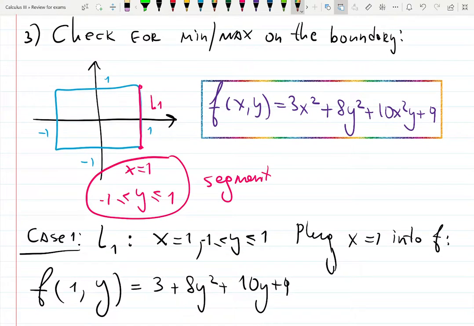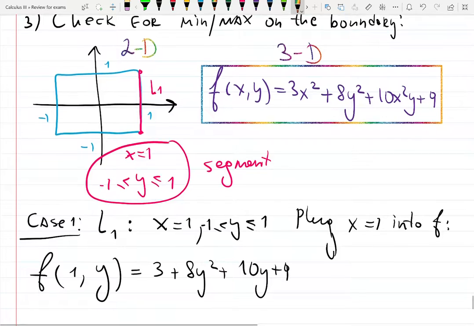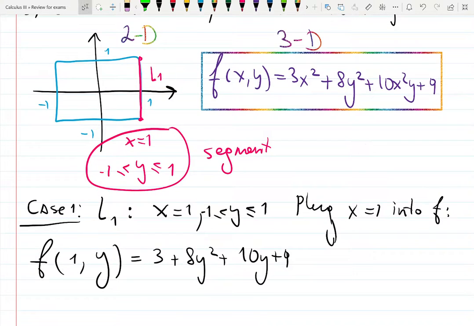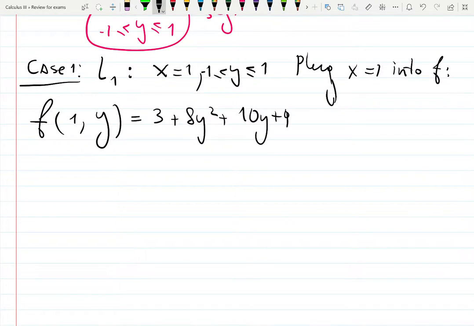So this is my 3D function. This is my 2D restricted domain. That's the interesting idea. So we need to plug this into this. How interesting, right? Because we're restricting the 3D picture. So here's my restricted domain for the L1. That is my case 1.